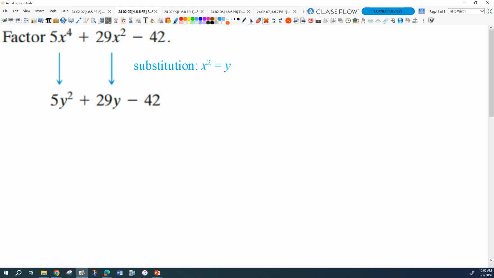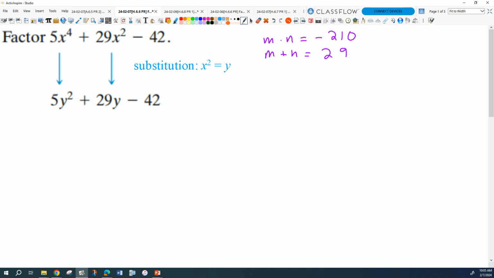5 times 42. We've got to find magic numbers, don't we? Right. So what's that going to be then? M times n would have to equal what? Negative 210. Yeah, 5 times negative 42. So negative 210, and m plus n would have to equal, wow, that's a big number, yeah, 29, right? Okay, so then how would we go about this?